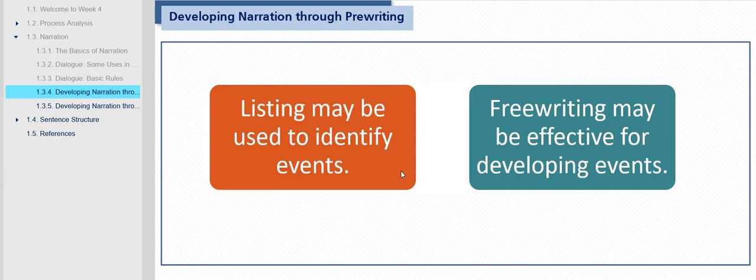Listing, developing narration through pre-writing. Listing may be used to identify events. Free writing may be effective for developing events. So when you do listing, you list everything you know about whatever it is you're writing about. Free writing is when you sit down and you just write a whole bunch of paragraphs or sentences about what you know about that topic.